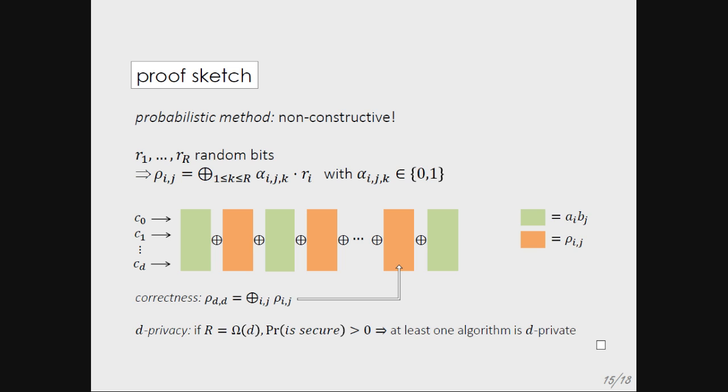Since the probability of one of these algorithms being secure is non-zero, this means that there exists one algorithm that is d-private. So we have a security here for some algorithm, but we don't know how to construct it.